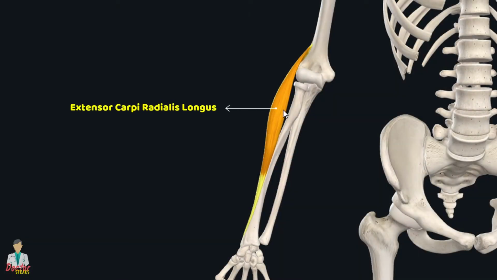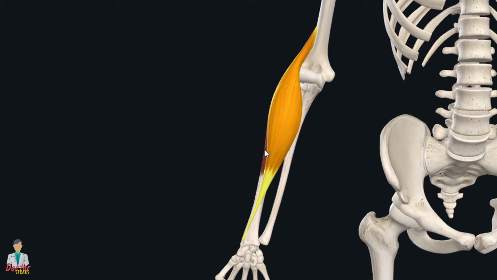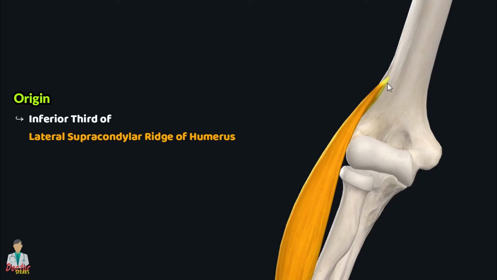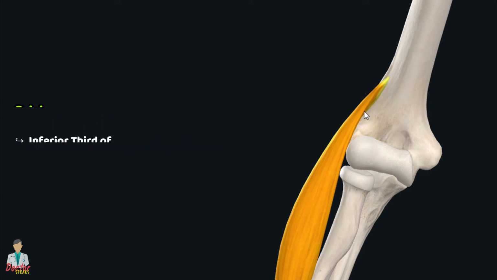So the extensor carpi radialis longus is this long fusiform muscle. This muscle can be found in the lateral compartment of forearm. It is partly overlapped by its fellow muscle in this compartment, the brachioradialis muscle. This muscle has its origin from the inferior third of lateral supracondylar ridge of humerus bone.